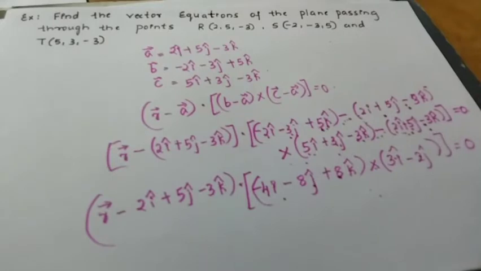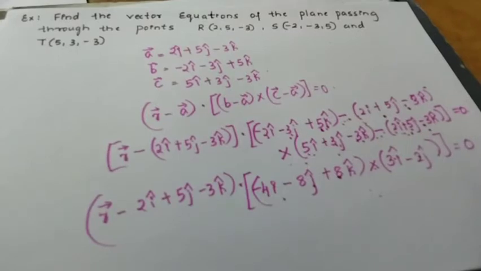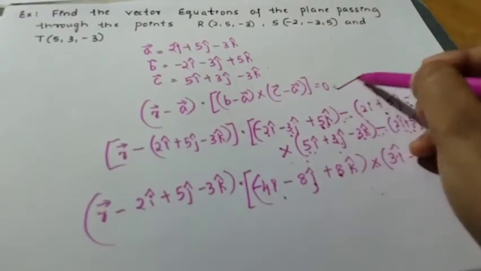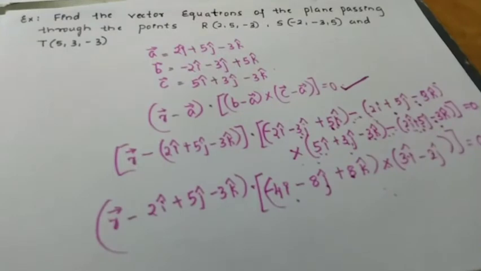So this is the vector equation of a plane passing through 3 points, that is 3 non-collinear points. When 3 non-collinear points are given, this is the vector equation for that.